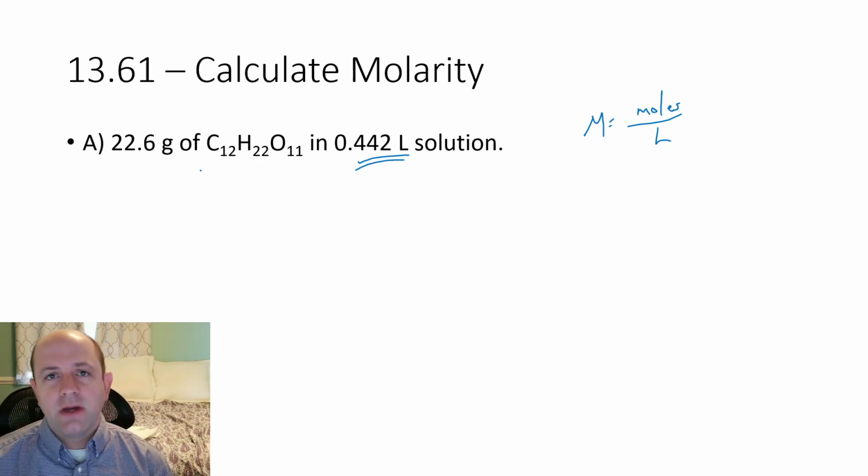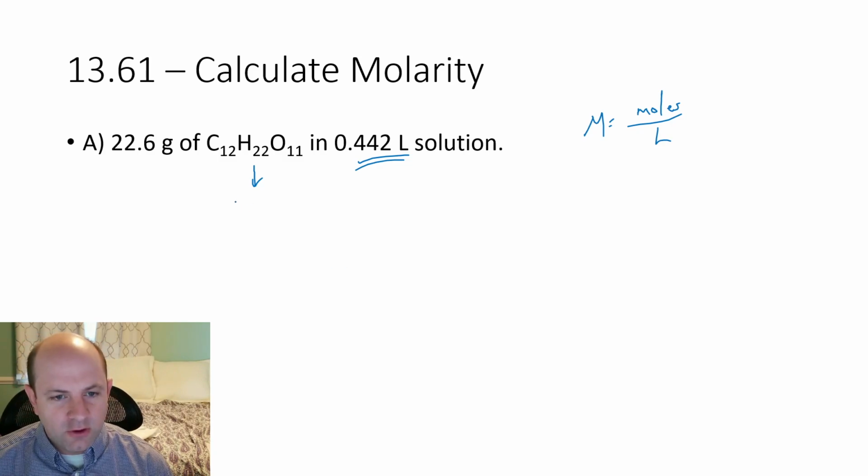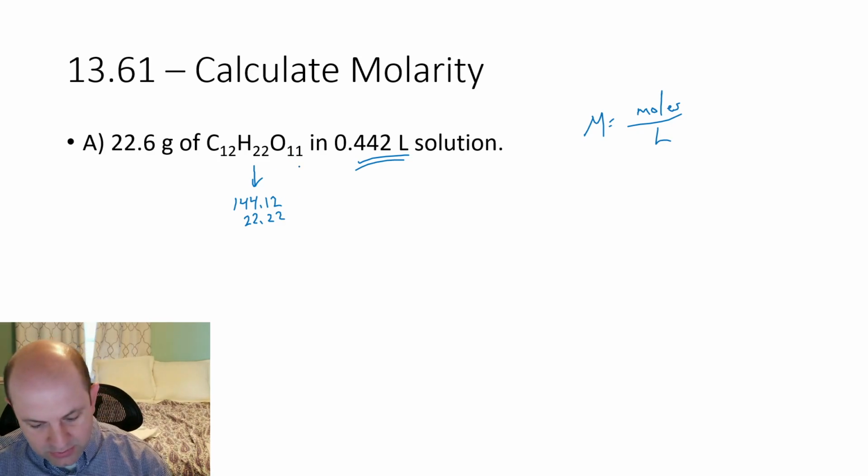So now we're just going back to chapter 6. How do we turn grams to moles? We use molar mass. So first step is to figure out what's the molar mass of this big thing. So let's see, the 12 carbons will be 144.12. The 22 hydrogens will be 22.22. 11 oxygens, I'm not sure.